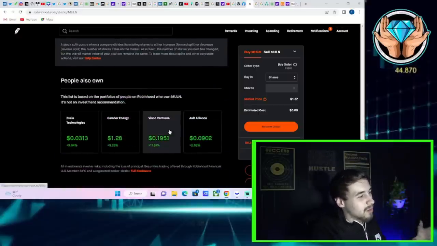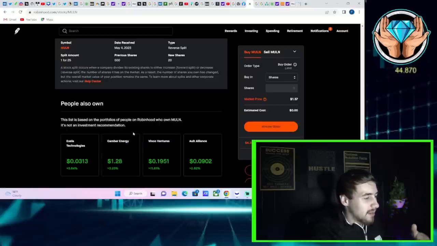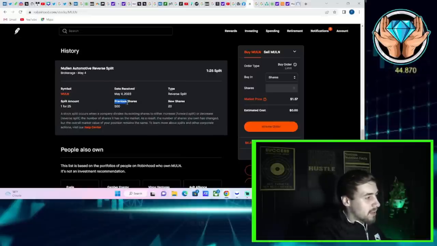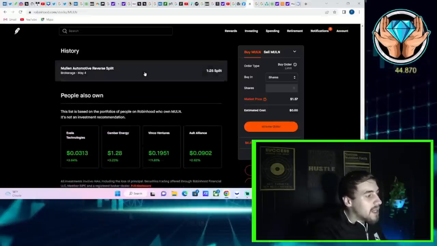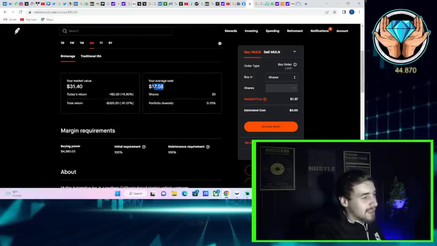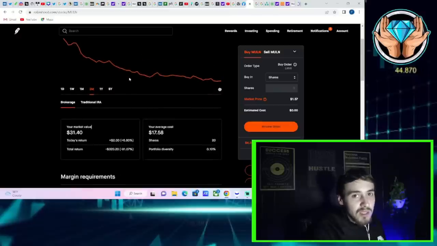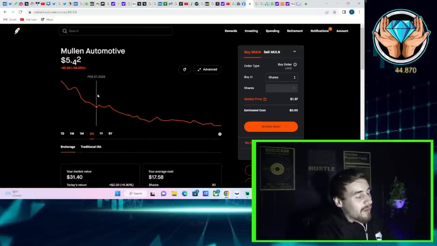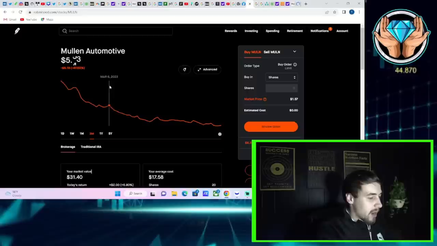And I hate that it doesn't show the history, so I can't go over the strikes that I sold or how I made this free. I can't do that. But it does show right here, previous shares 500. I literally made them free, and they've been sitting in this portfolio for over a year. And my average cost is $17.58 per share. Now I have 20 shares and a total value of $31. Total return of a loss of $320, down 91%. And I bought it at the low before anyone else did in 2022, or before this company became popular.